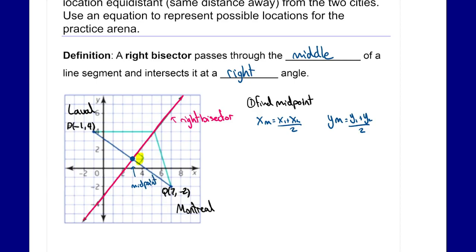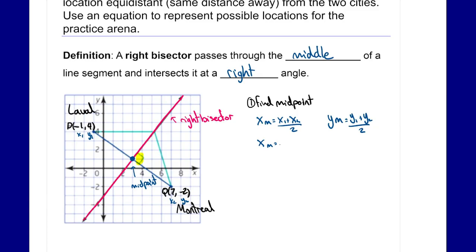Now it is fairly easy because we can probably see with that right bisector drawn where that midpoint is. However, that might not always be the case. You might just be given a line and asked to find the right bisector. So I'm going to use Laval as x1, y1, and Montreal as x2, y2, just keeping it consistent left to right.